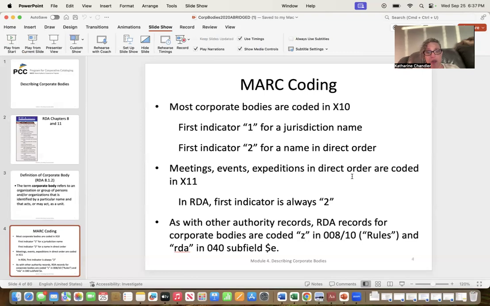So the first indicator would be a 1 for a jurisdiction name, but then a first indicator 2 would be a name in direct order. And I most frequently find myself using first indicator 2. Meetings, events, expeditions in direct order are coded in X11. In RDA, the first indicator is always 2. As with other authority records, RDA records for corporate bodies are coded Z in 008 and 10 rules and RDA in 040 subfield E.